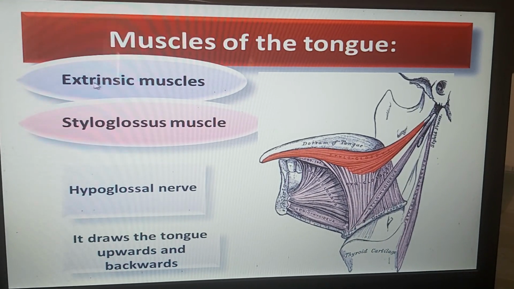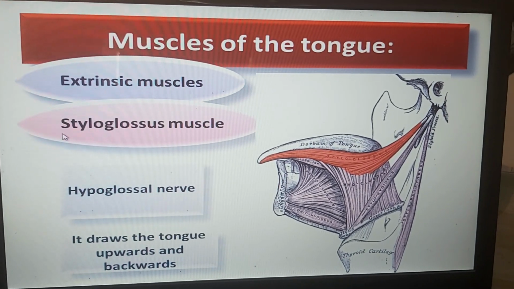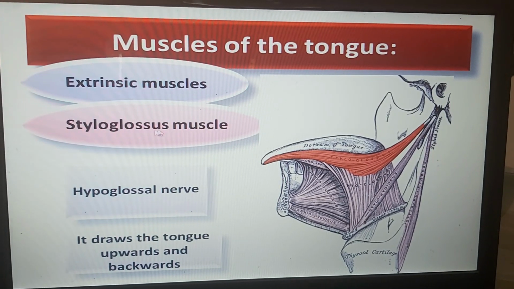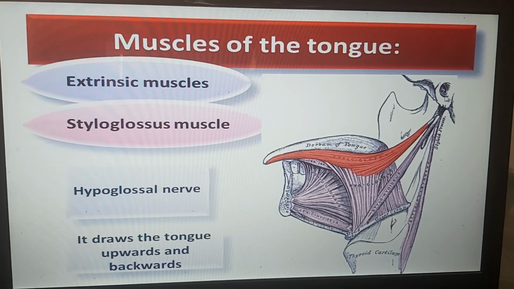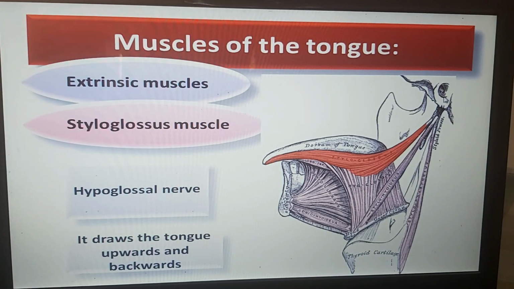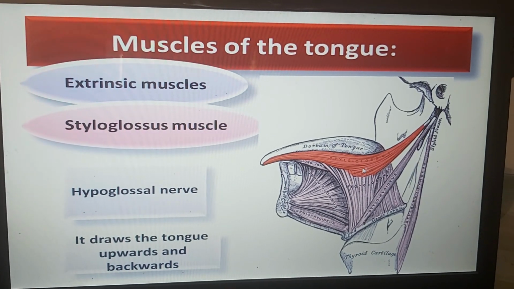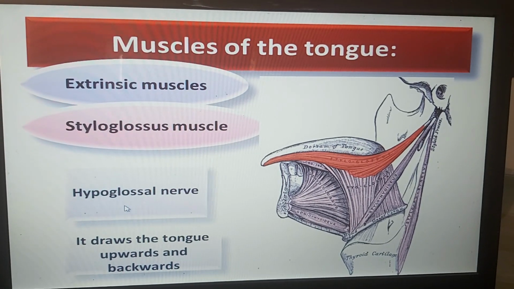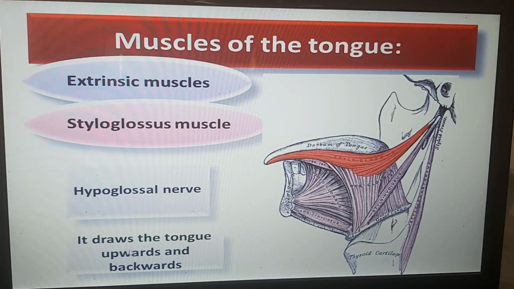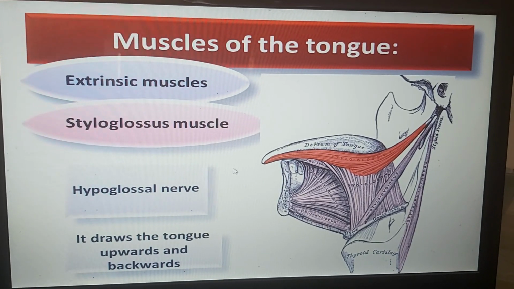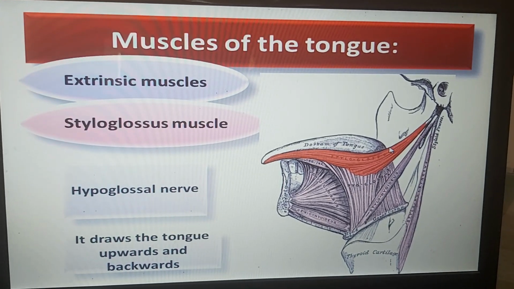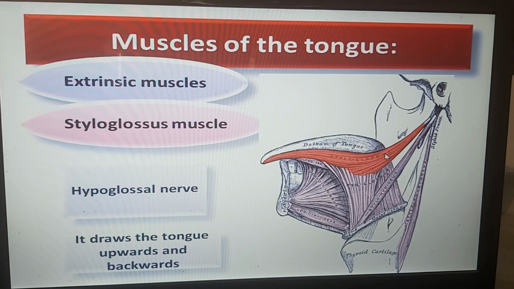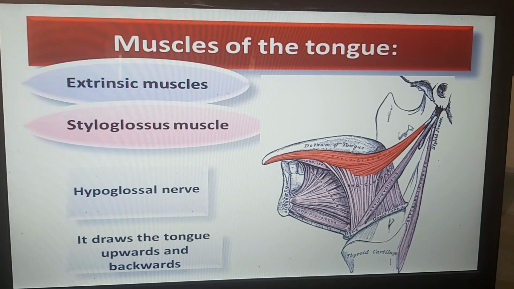Now we're talking about the extrinsic muscles of the tongue. First of all, the styloglossus muscle. The styloglossus muscle arises from the styloid process to be attached to the side of the tongue. It's supplied by the hypoglossal nerve. It draws the tongue upward and backward because of its position right here. It pulls the tongue upward and backward.